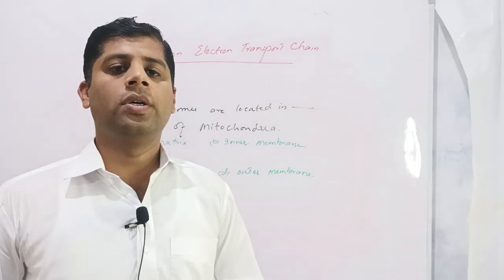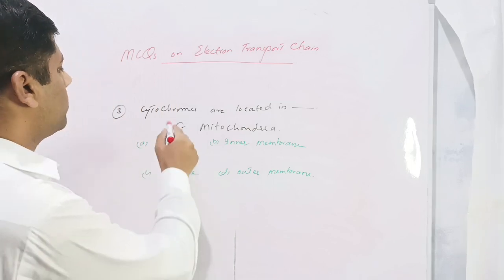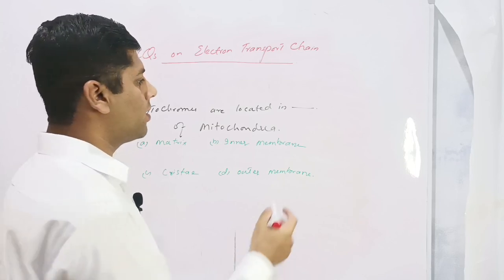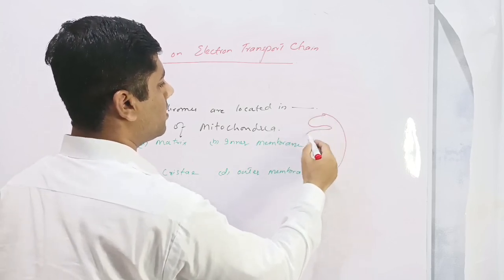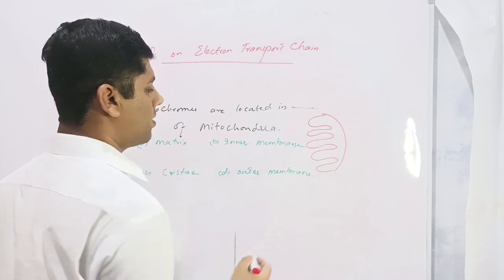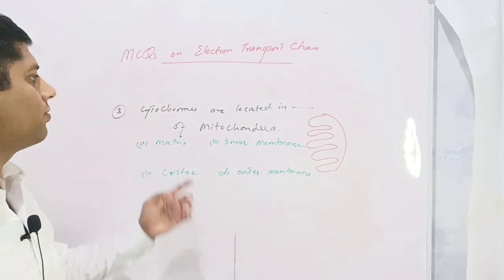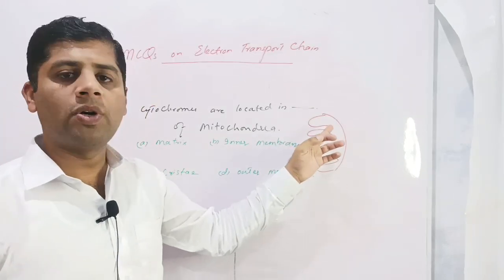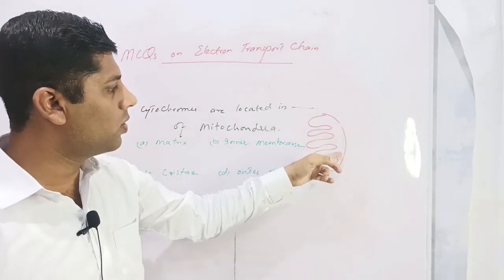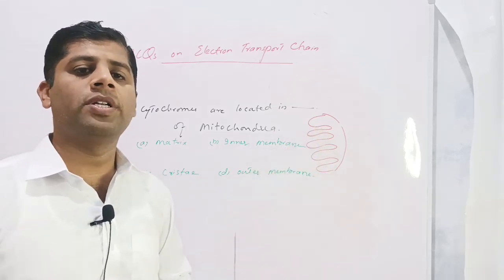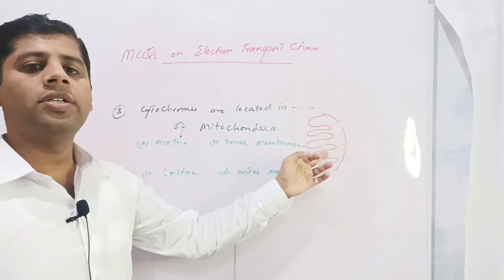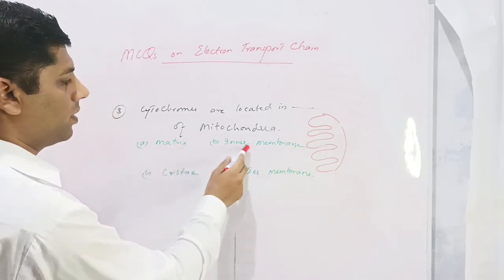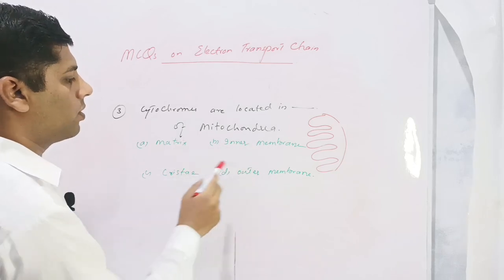The third question is: the cytochromes are located in dash of mitochondria. We know that the cytochrome molecules are made up of complexes, and these are located in the mitochondria. The question is asking about the site of cytochrome in the mitochondria. We know that the mitochondria is bounded by 2 membranes. The outer membrane is smooth, while the inner one is folded. This inner folded membrane is called cristae, and cristae contains the energy solution called matrix. So the given options are matrix, inner membrane, cristae, and outer membrane.